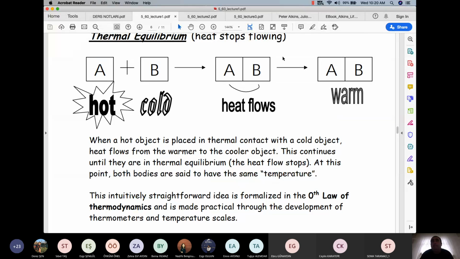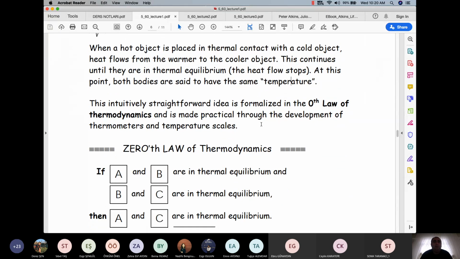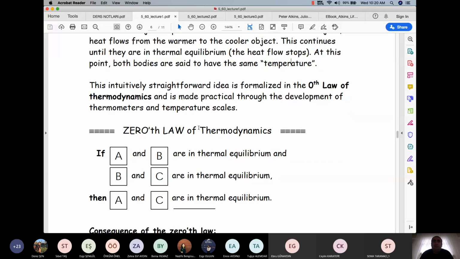let's put a box over here and call it C. If A is in equilibrium with B and B is in equilibrium with C, then A must be in equilibrium with C. So this is the zeroth law of thermodynamics, and one of the most important aspects in terms of using thermometers to follow the heat exchanges during chemical events.